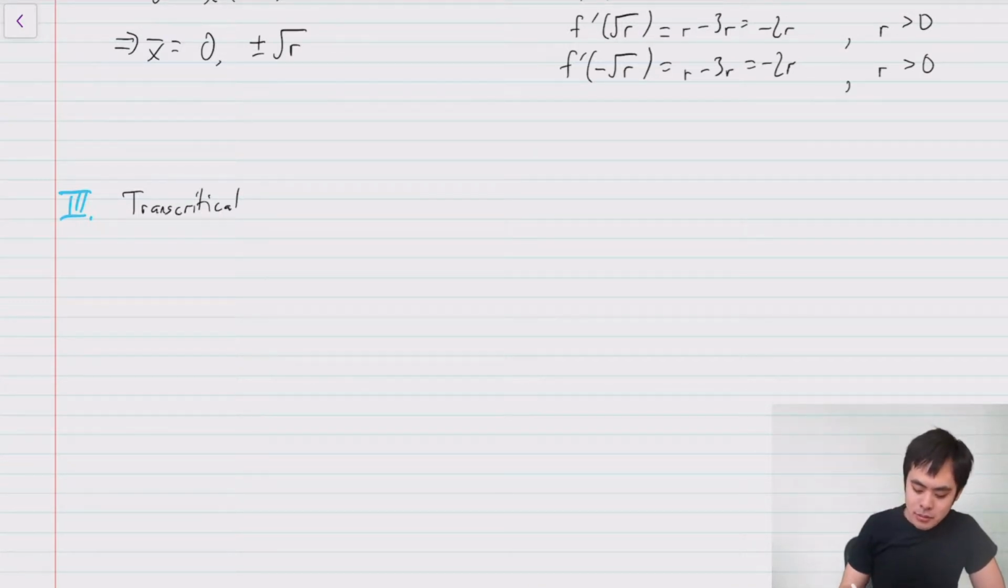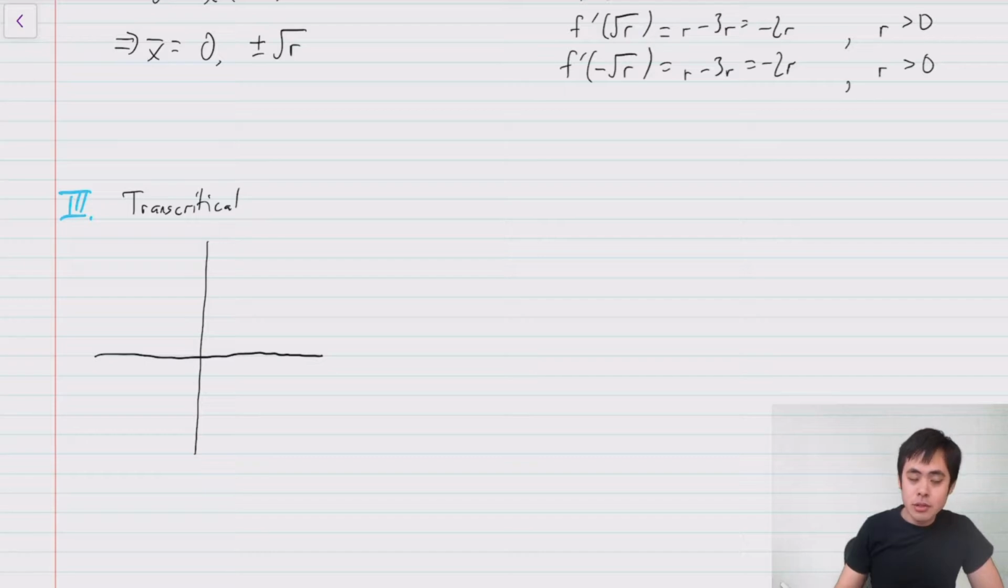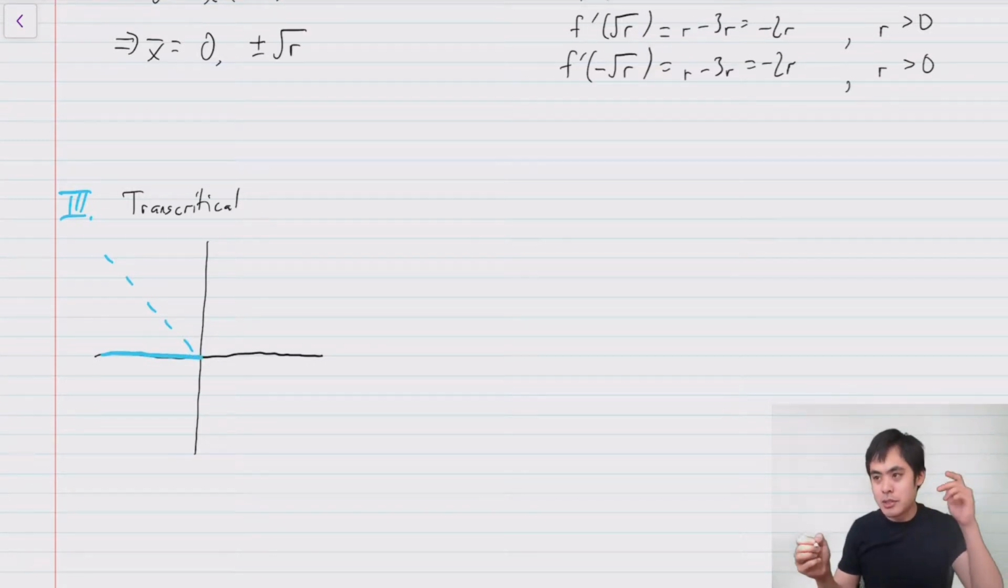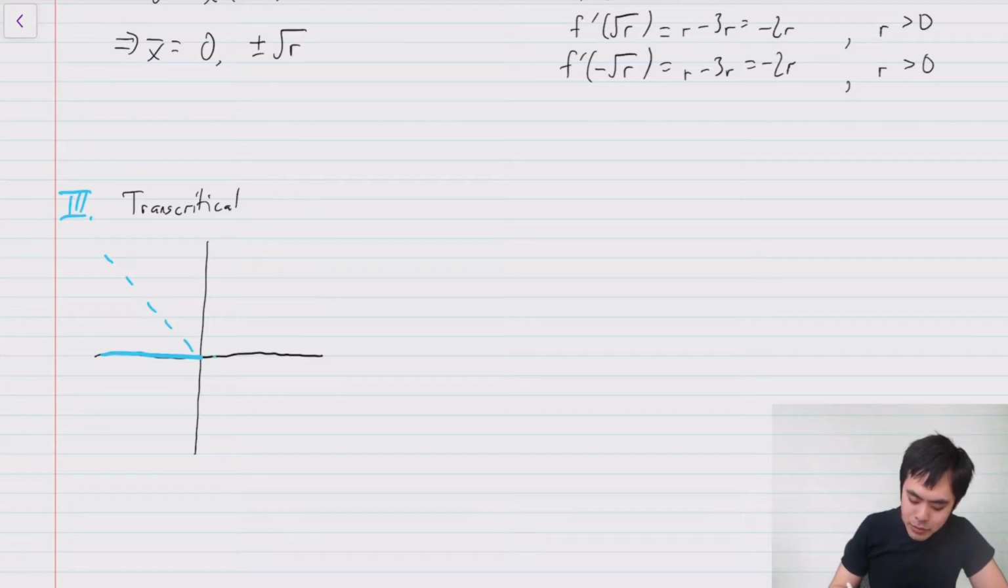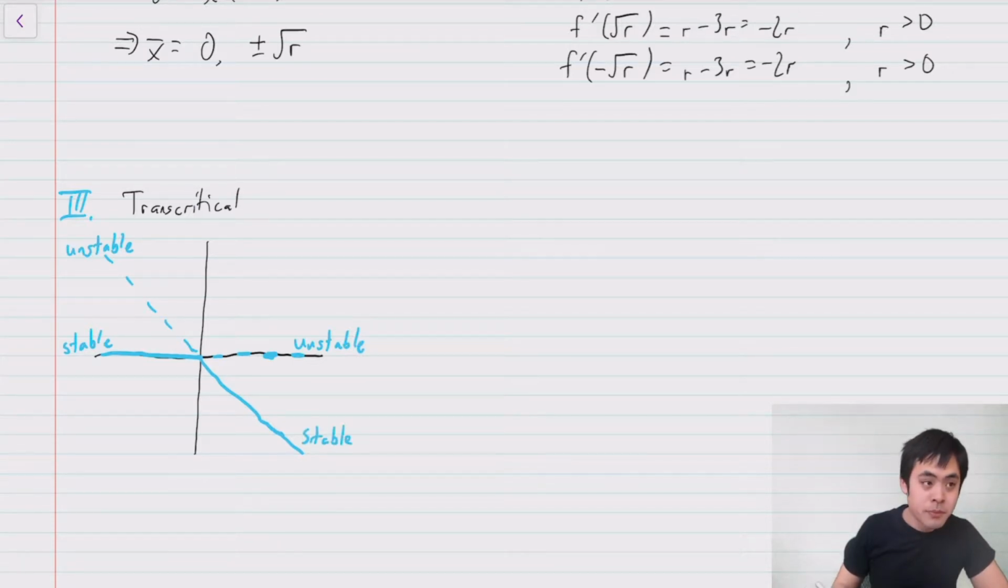And here, as before in section 2.7, what you do is you start out with a pair of equilibria, one of them stable, one of them unstable. They cross, and at the crossing point, the formerly unstable equilibrium becomes stable, and the formerly stable equilibrium becomes unstable. They switch stability. So here we have unstable, stable, and then unstable, and stable.